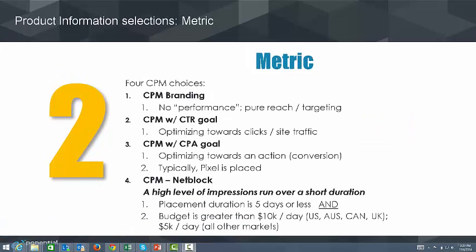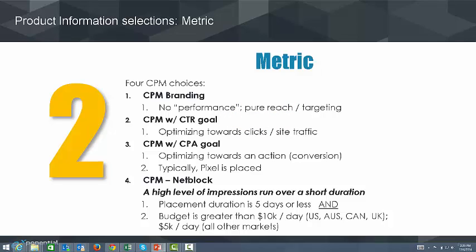Potential CPM selections. CPM branding is pure branding, zero performance. This is when the client's only goal is reach and audience targeting. All divisions can run this metric. CPM with the CTR goal is a client paying on a CPM basis, and their main goal is site traffic or driving clicks. There's typically a target CTR or an effective CPC that they want to hit.